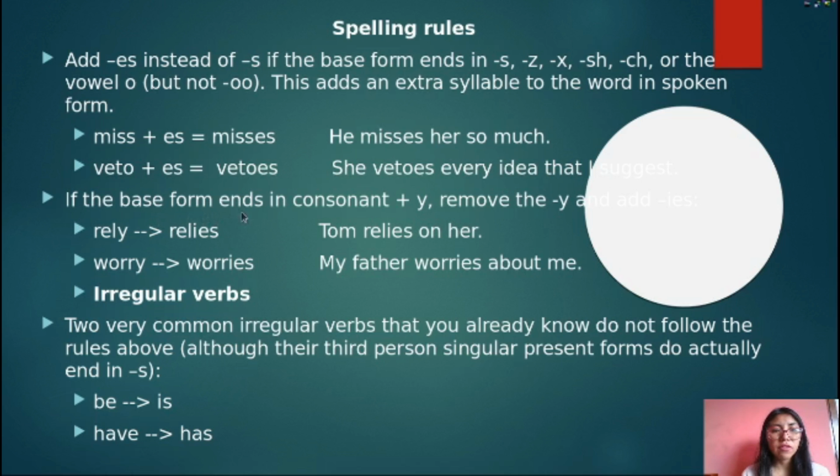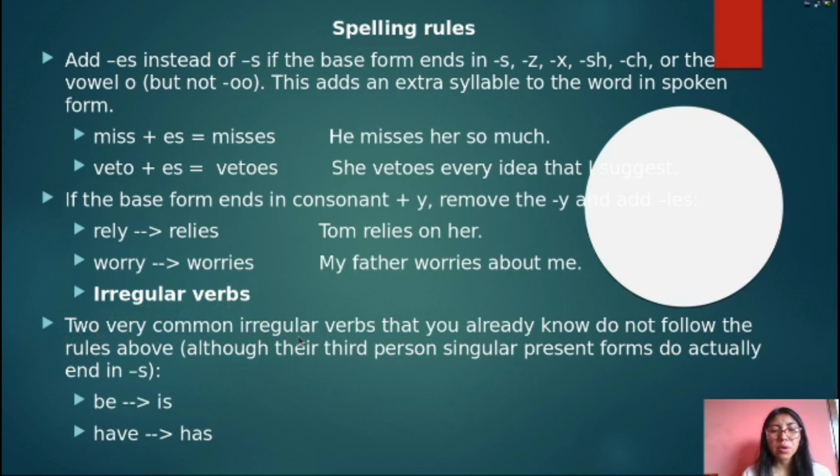Pay attention here. If the base form ends in consonant plus y, remove the letter y. Okay, for example, we have the verb rely. You are going to use relies. Okay, we change the letter y to ies. Okay, Tom relies on her. Worry, that is the same, worries. Okay, irregular verbs. Pay attention in that part.